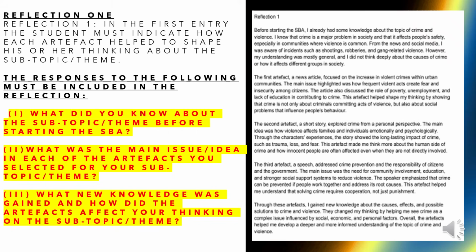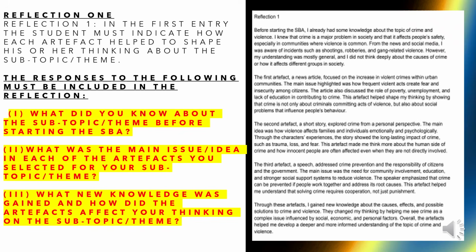My first artifact, a news article, focused on the increase in violent crimes within urban communities. The main issue highlighted was how frequent violent acts create fear and insecurity among citizens. The article also discussed the role of poverty, unemployment, and lack of education in contributing to crime. This artifact helped shape my thinking by showing that crime is not only about criminals committing acts of violence, but also about social problems that influence people's behavior.